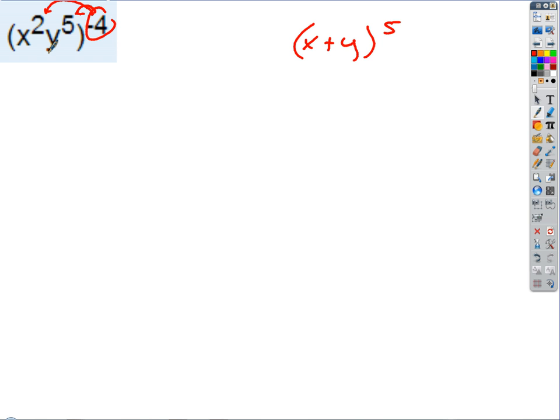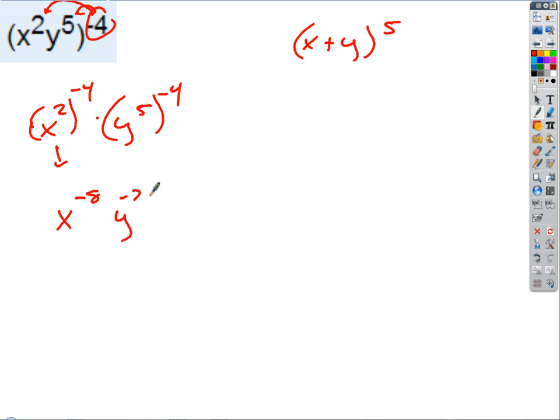Okay, so if we distribute the negative 4, we're going to get x squared to the negative 4 times y to the fifth to the negative 4. And what's our rule? If we take a power to a power, what do we do to the exponents? Multiply, right? When we multiply like bases, that's when we add exponents. But here we're taking a power to a power, so we multiply. And that's just going to become x to the negative 8. And this becomes y to the negative 20.